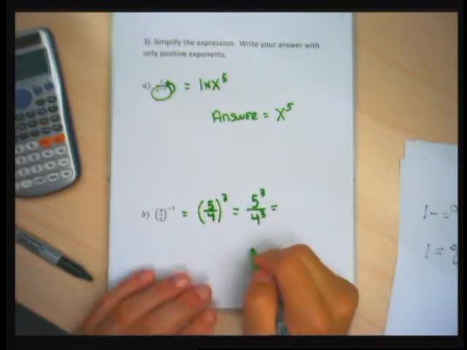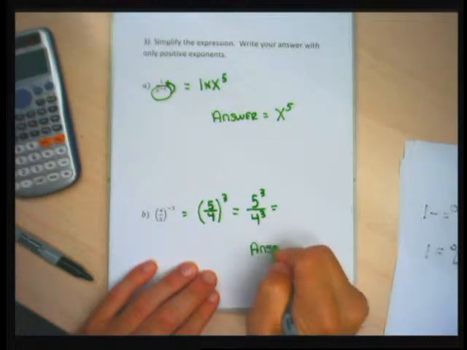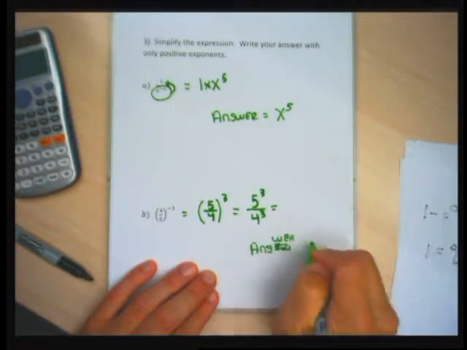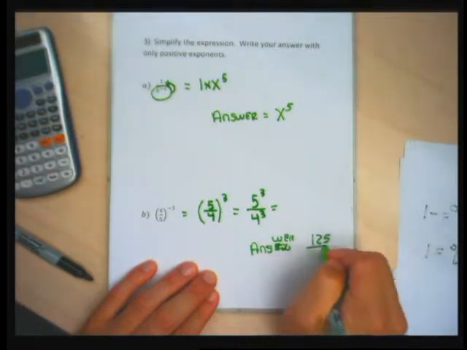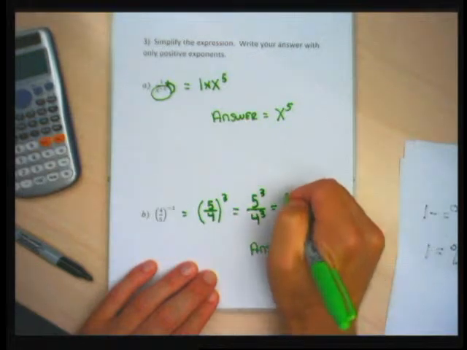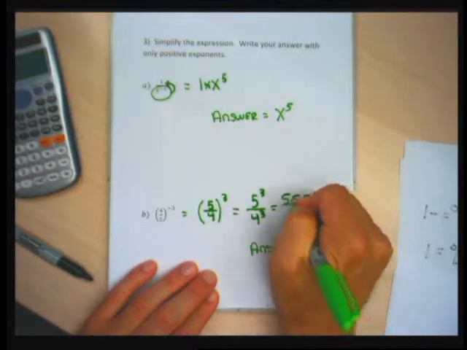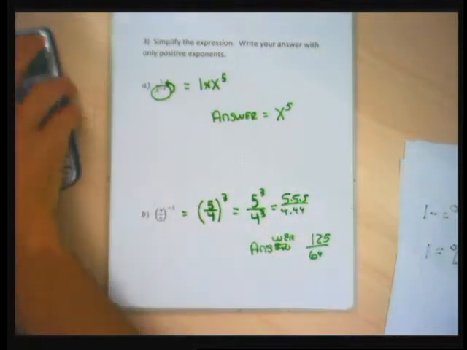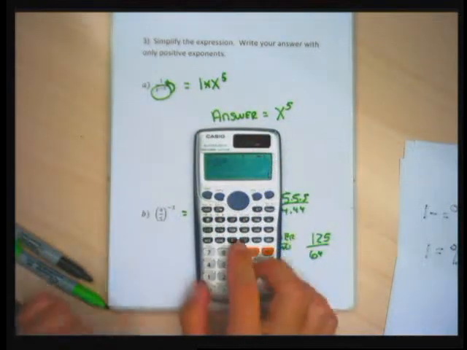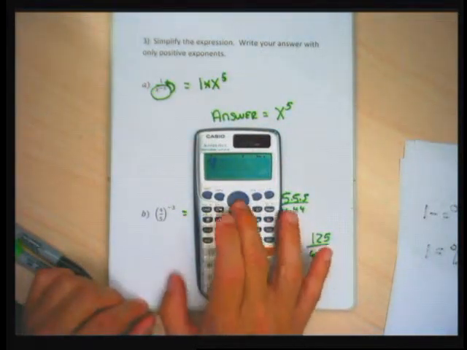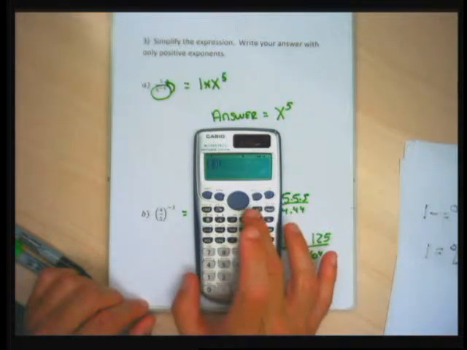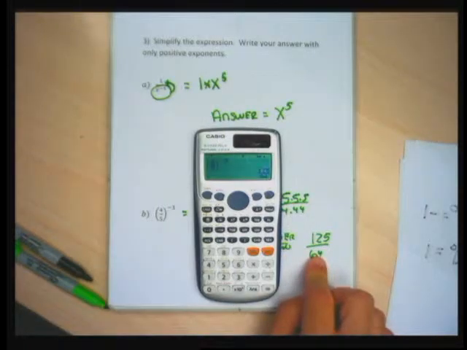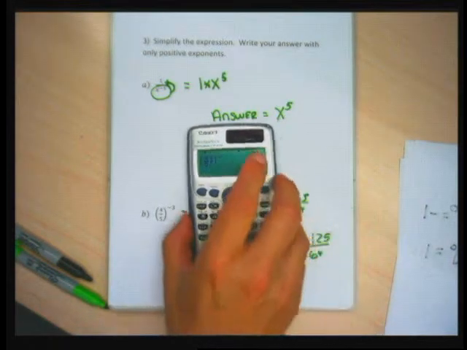The 5 cubed in the numerator comes out to be 125, because 5 times 5 times 5 is 125. And in the denominator, 4 cubed is 4 times 4 times 4, which is 64. Let me check this on my calculator to make sure it gives me 125 over 64. I'm going to go parentheses, fraction, 4 over 5, close my parentheses, exponent, -3, and I get 125 over 64, so I'm feeling really good about my work. And I think the answer is correct.